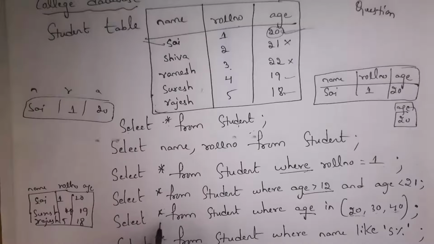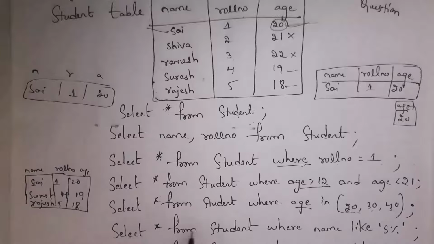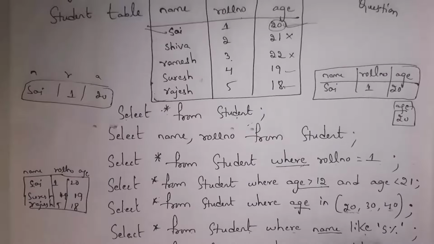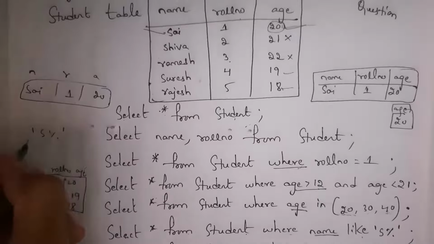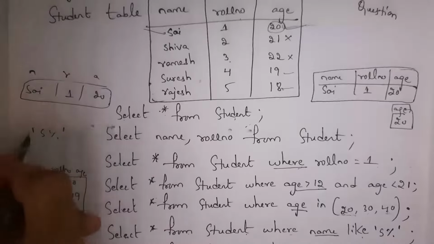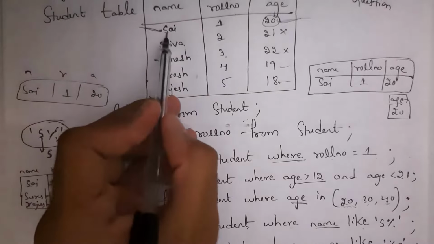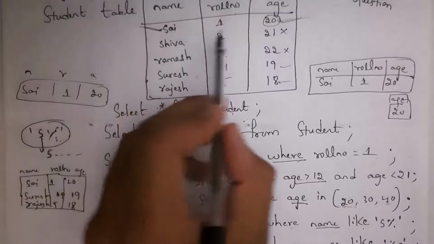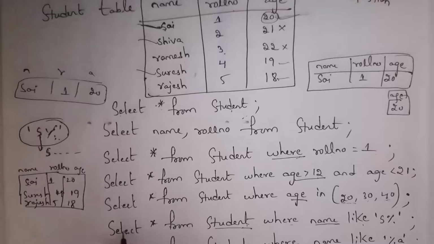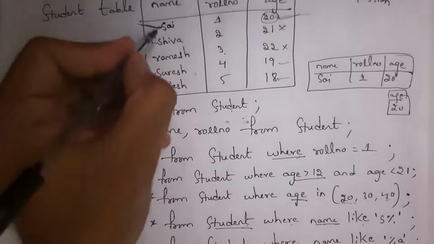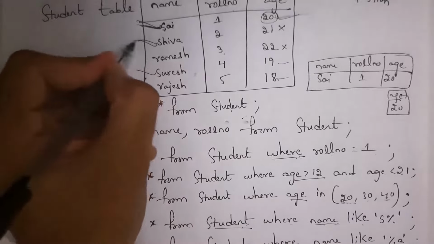Star means all columns. Next I have written here select star from student where I selected the name column like 'S%' in quotations. Guys, whenever you write S percentage in quotations, the meaning is that in the name column the starting letter must be S and all remaining letters are accepted. So whenever I write select star from student where name like S percentage, it will display 3 records as output. They are Sai, Shiva and Suresh.